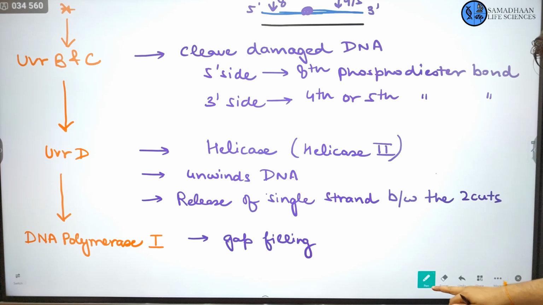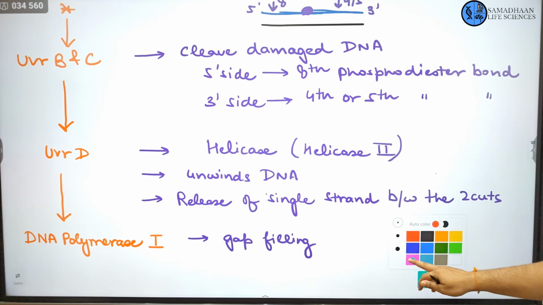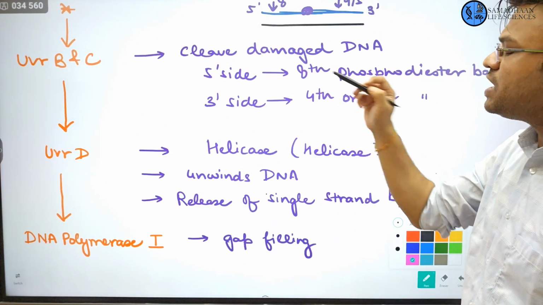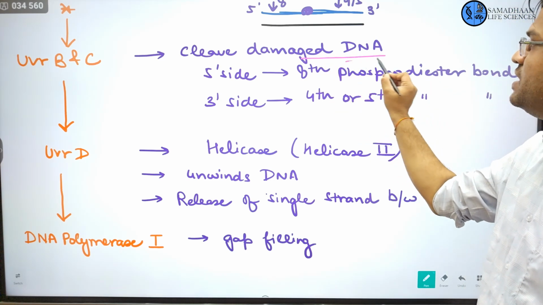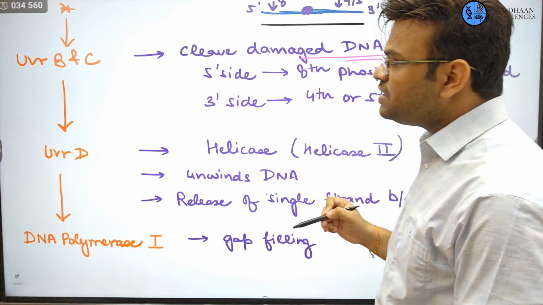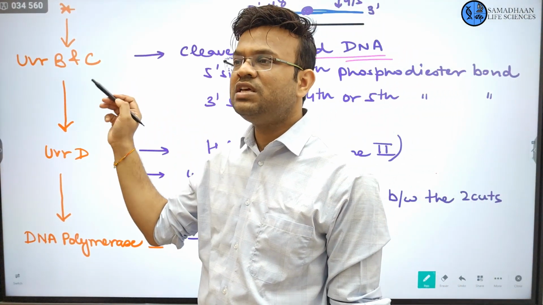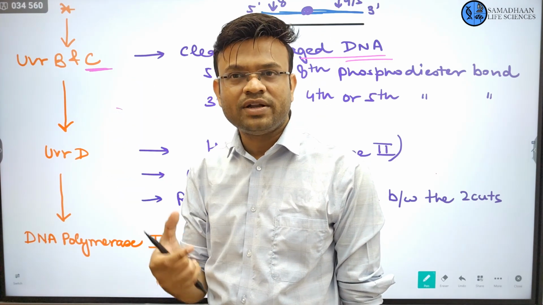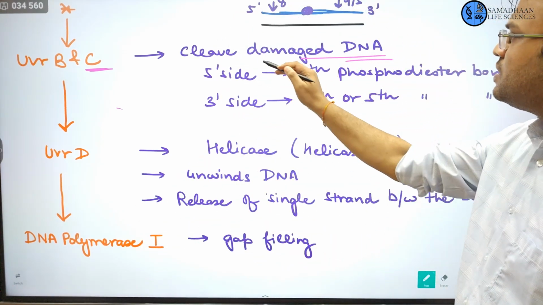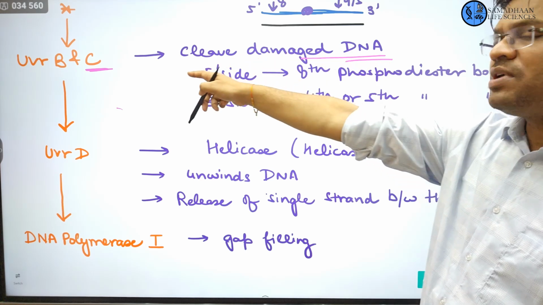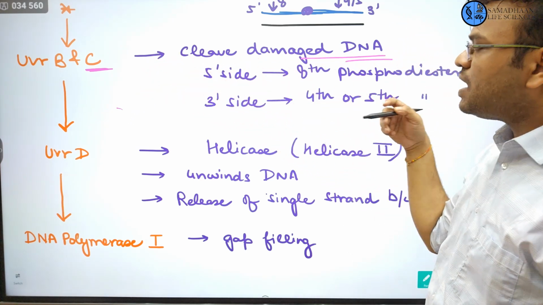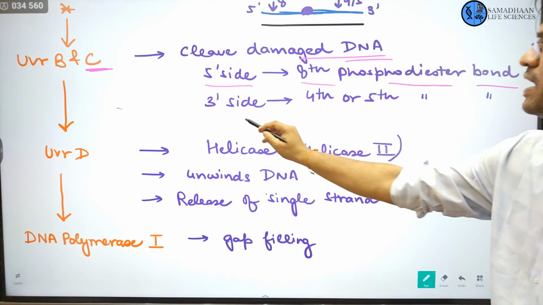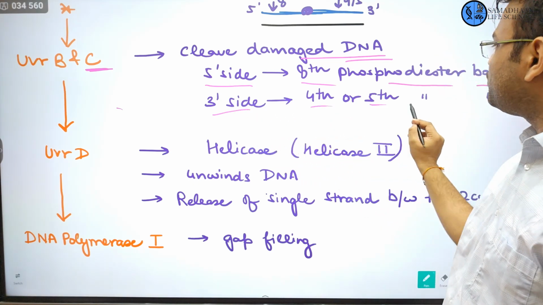So now, UVR B and C have created a dimer. Now they will cleave, UVR BC, they will cleave the damaged DNA. Basically the damaged DNA is cleaved by UVRC. This is the prime subunit that is involved in the cleavage. I will be showing you also. So they cleave damaged DNA, primarily UVRC, and where will it cleave? On the 5' side, it will cleave at the 8th phosphodiester bond, and on the 3' side, at the 4th or 5th phosphodiester bond.